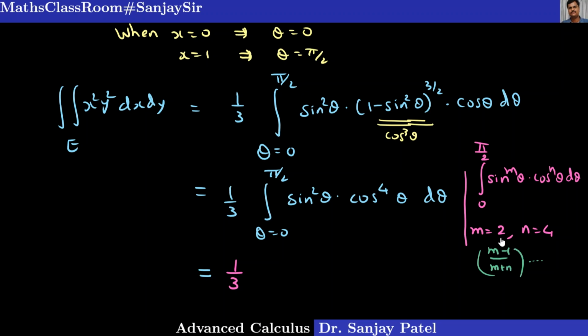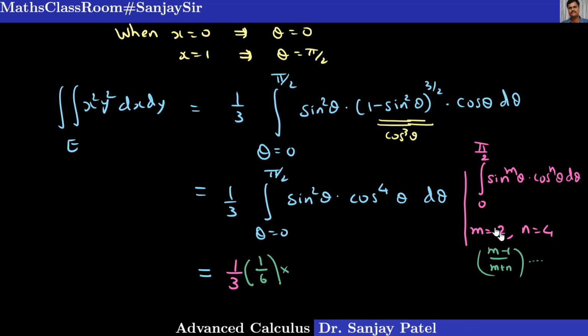So here m is 2, so what I will write is 2 minus 1, that is 1 only. I will write directly, not to waste the time. This is 1, 2 minus 1 upon m plus n, that is 2 plus 4, so it is 6. So 1 upon 6. And then we keep on subtracting 2 from numerator and denominator until this becomes 0 or negative. Next we cannot write, because 1 minus 2 is minus 1, so we stop. So this way you can remember this.